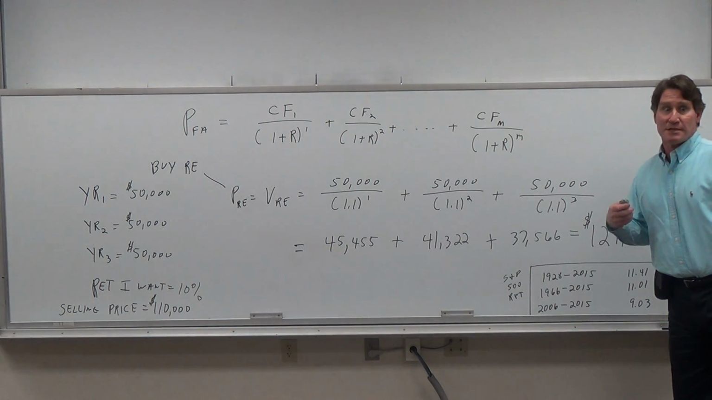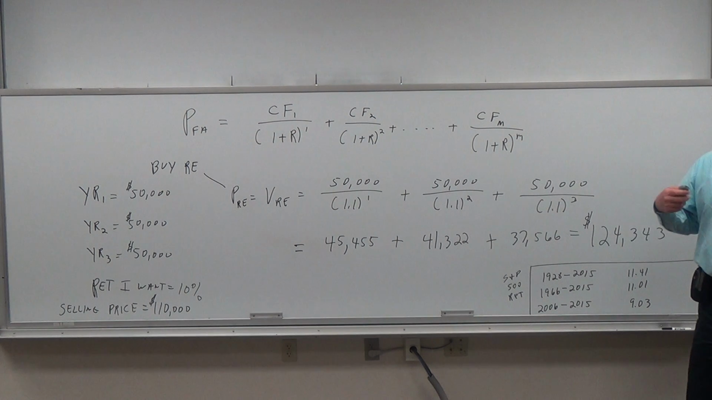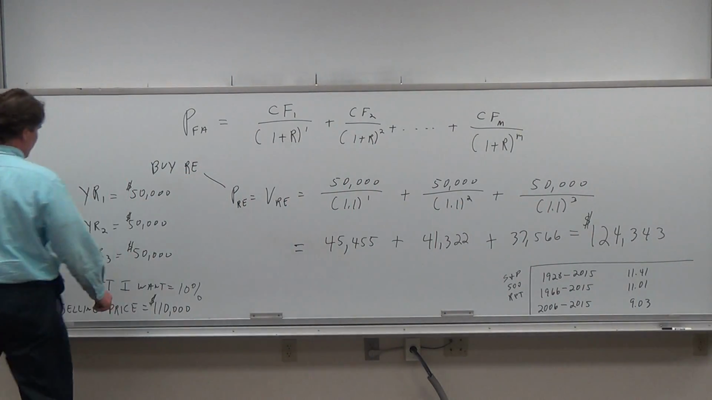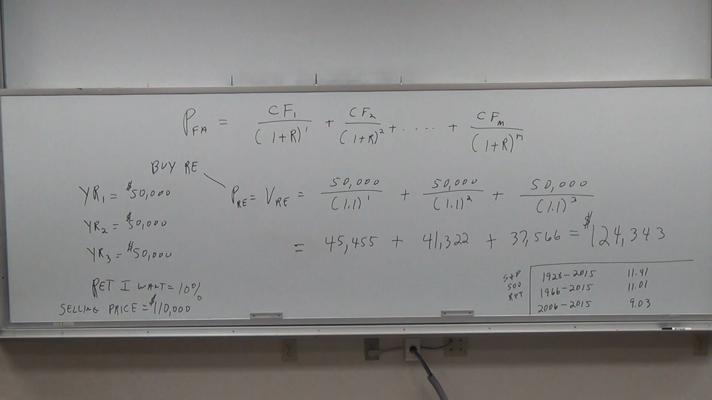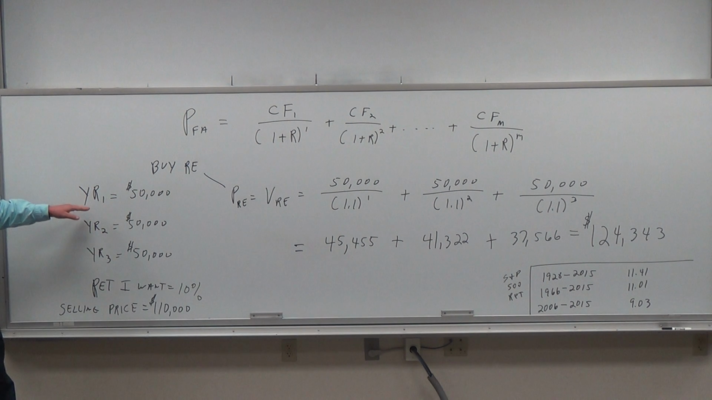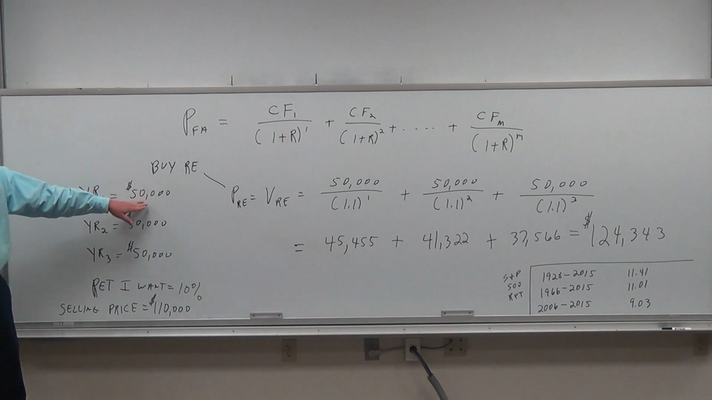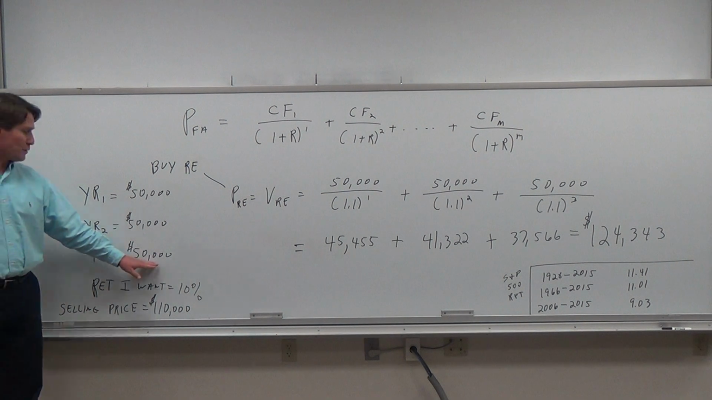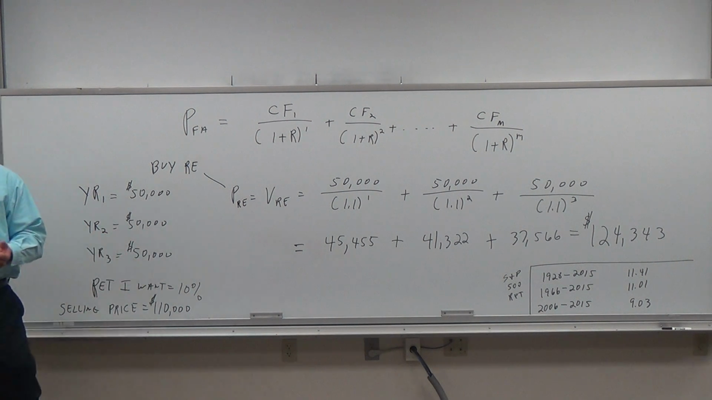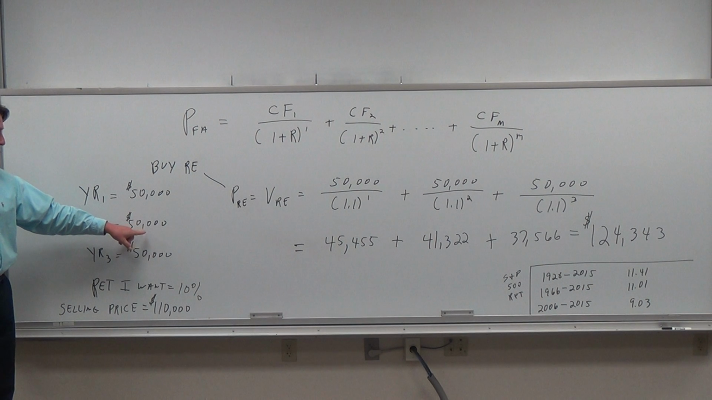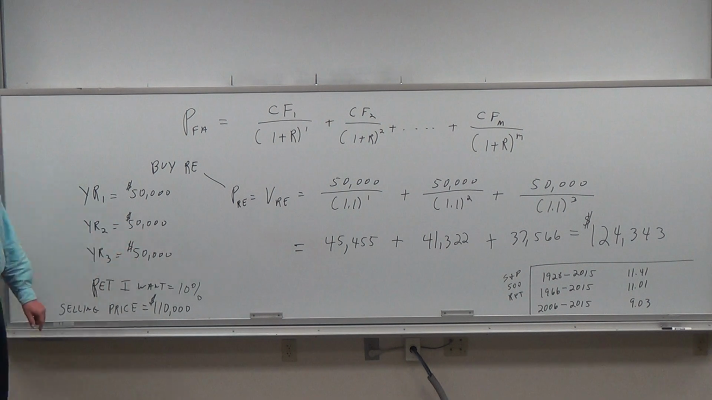So before we price a stock, let's go ahead and talk about pricing any financial asset. I'm thinking about buying a piece of rental property across the street from campus that has expected cash flows of $50,000 the first year, $50,000 the second, and $50,000 the third. So I'm looking at buying an investment that's going to pay back, I expect, as of today, $50,000 the first, $50,000 the second, $50,000 the third.